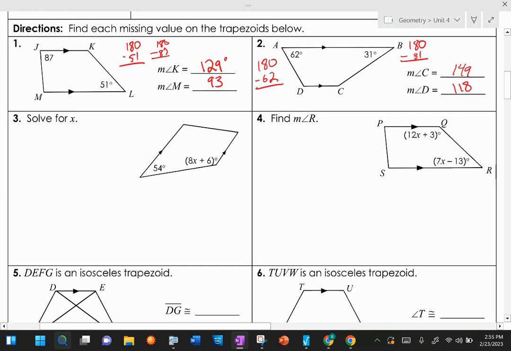How do we feel about solving for X? Can we do this on our own? Okay, go for it. Number 3, on your own. Hold on just a second. Y'all work on number 3. I have to talk to.